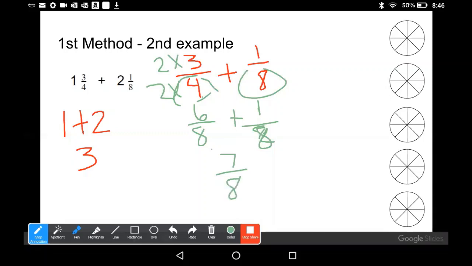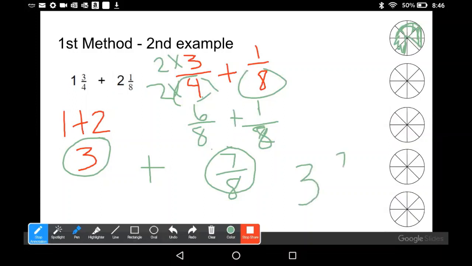Now this one's not more than a whole. 7/8 is less than a whole. So I just added on to the 3. I take these and I put them together. I add them together and my answer is 3 and 7/8.